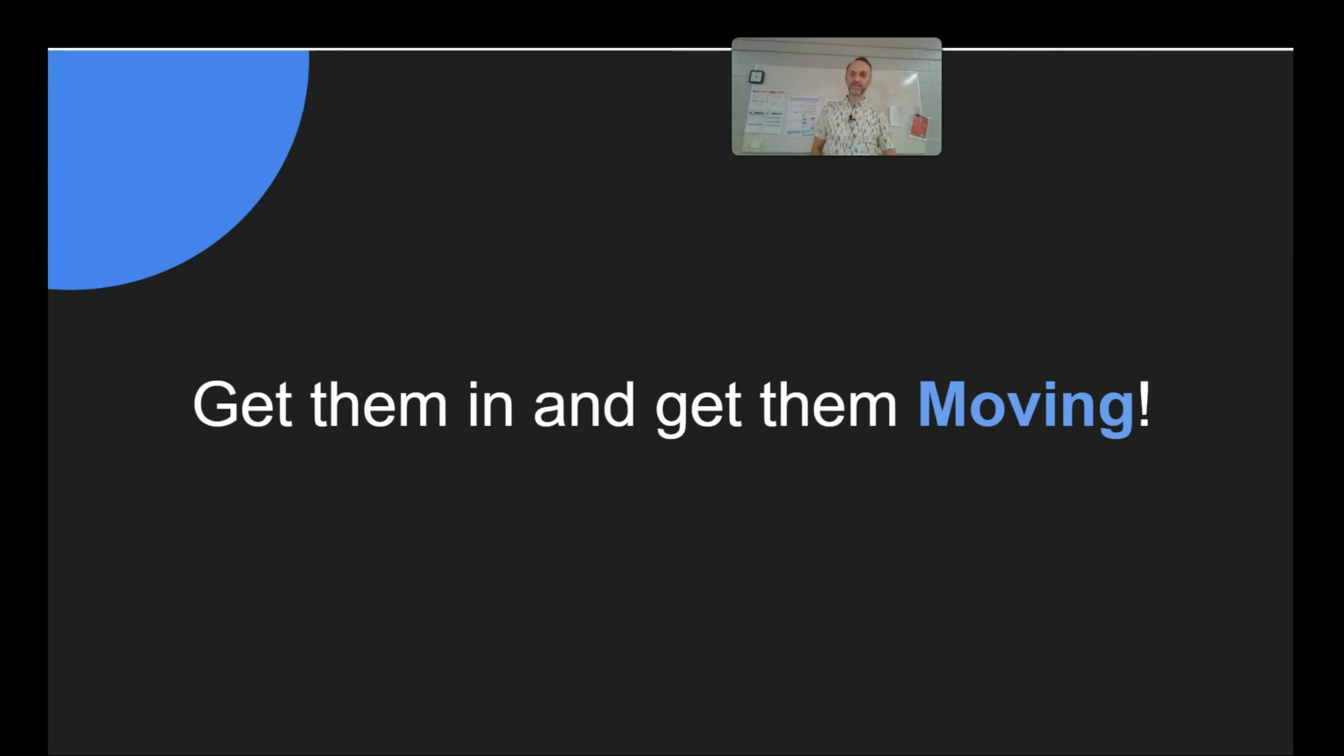So let's get right into it. Number 1, get them in and get them moving. This comes from my father-in-law, a brilliant physical educator by the name of Daniel Cooney. His whole philosophy for his entire career was they're here to have fun and move and to improve. They're here to have fun, to move, and improve. So our job as phys-ed teachers is to get out of their way and get them playing.